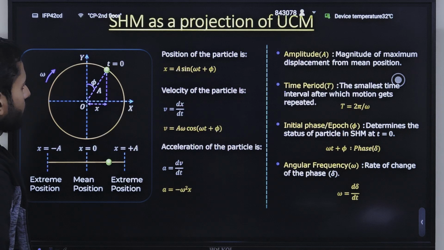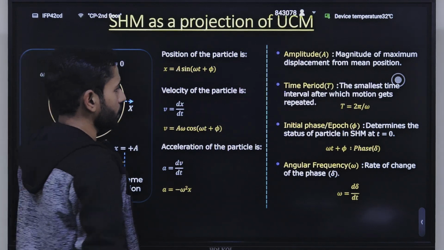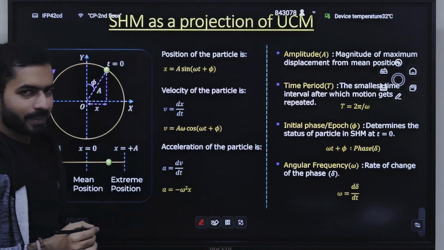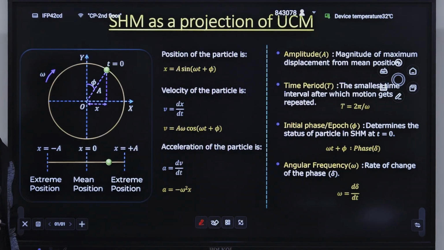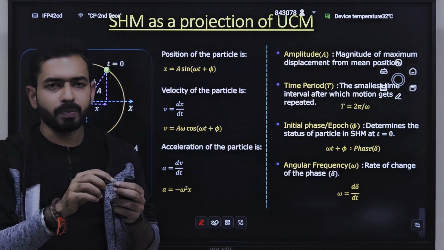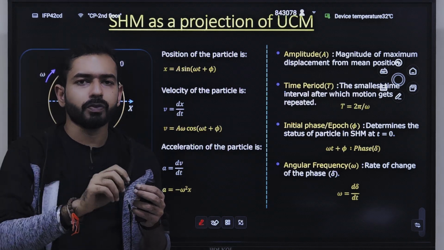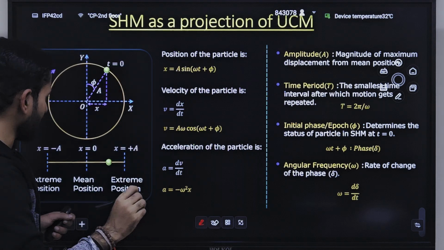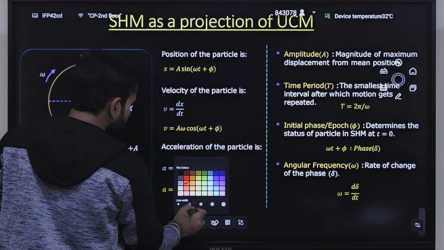SHM has a uniform circular motion. How do you do this? See, there is always a very simple way to solve any kind of motion. In what kind of question is it asked? When they ask you the time taken when moving from mean position to a by 2, or from mean position to root 3 by 2 a, how much time is taken? I will tell you in short how we solve the question.